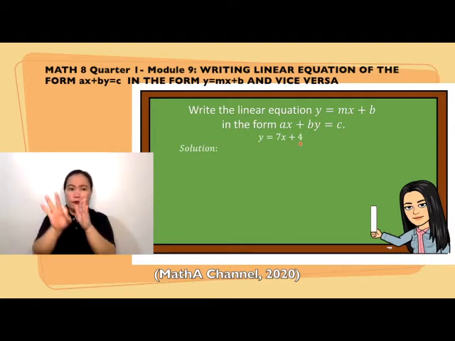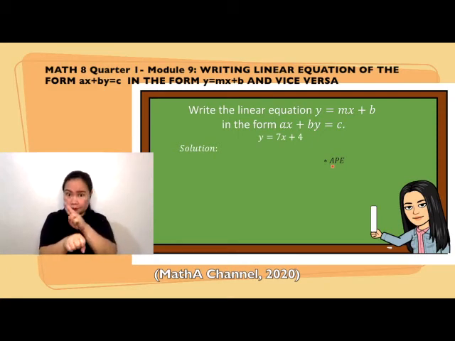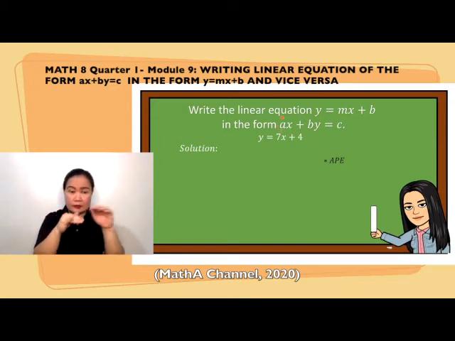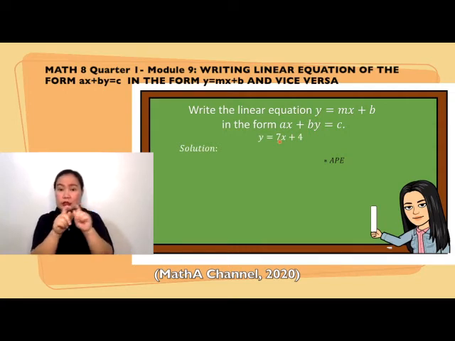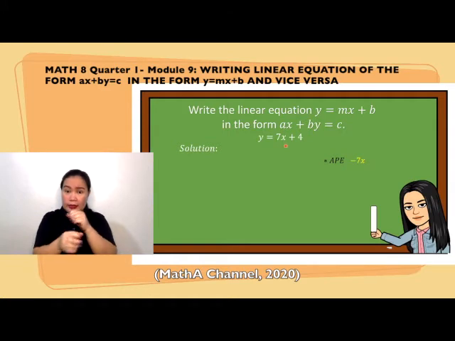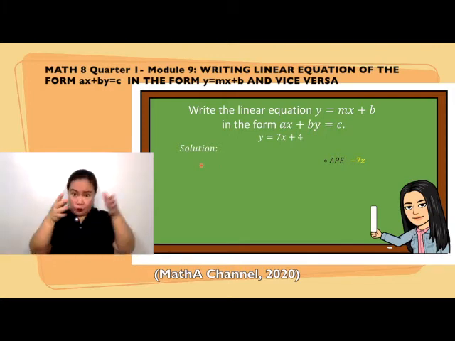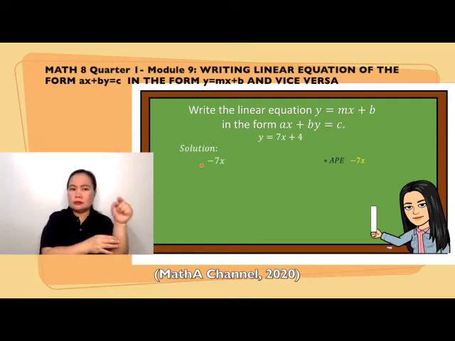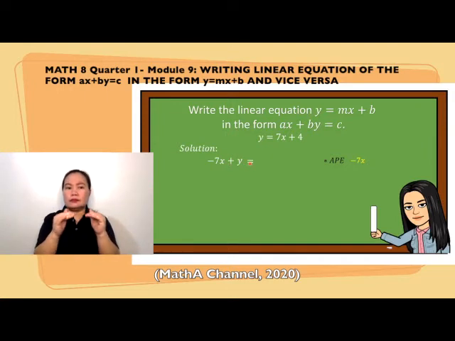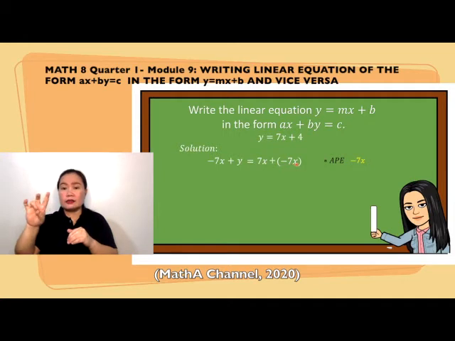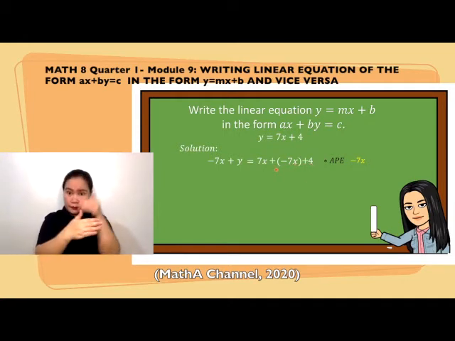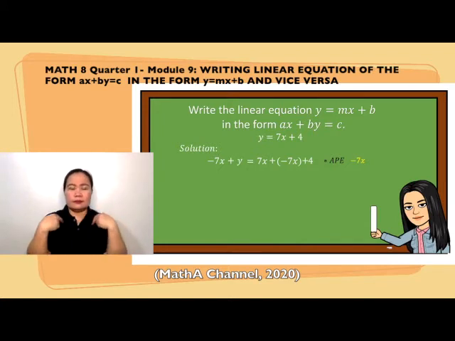So, first, for our solution, let us consider again the addition property of equality. As you can see, sa ating standard equation, kailangang ang variable x ay nasa unahan ng ating equation. So, we have to get again the additive inverse of 7x, which is negative 7x. We're going to add negative 7x on both sides of our equation. So, that would become negative 7x plus y equals 7x plus negative 7x and then copy plus 4. Next, simplify our equation. We now have negative 7x plus y equals 4.